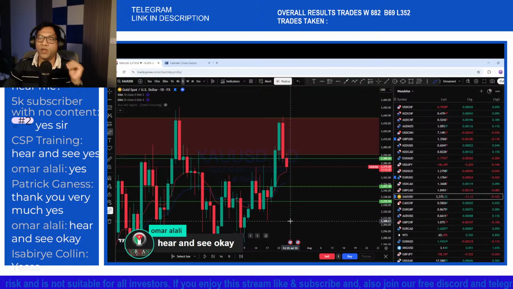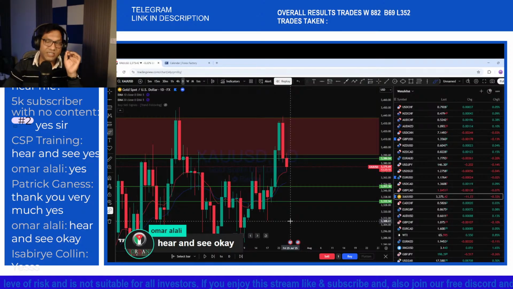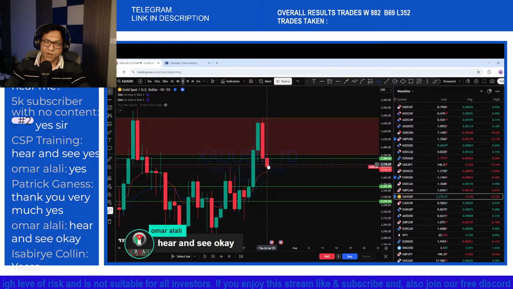How do you know that it's a fair value gap? Let's look at the market structure. Market structure is key to understand how the price might be doing.